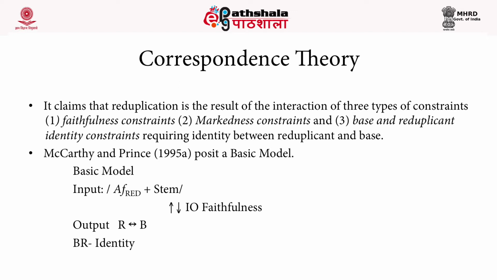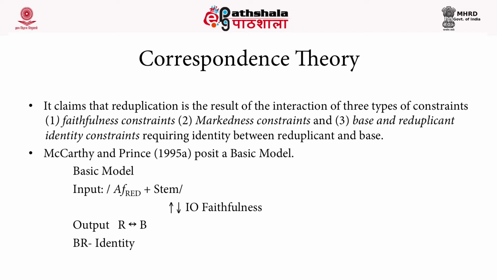Now, as you can see, the basic model has an input with an affix, which is the reduplicant affix, plus the stem. You can see the vertical input-output faithfulness constraints, the vertical lines, and there is the output, and the BR identity constraints are acting horizontally. So, as we have already known, the input-output faithfulness constraints look at the identity between the input and the output or the base.